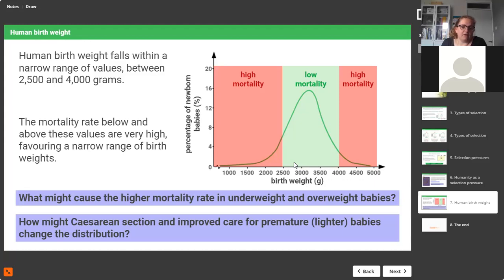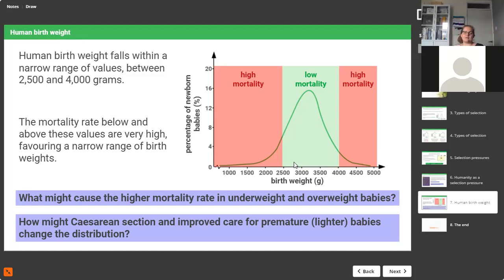So how might a caesarean section and improved care for premature lighter babies change this distribution? Well, the idea is that a natural birth can be quite dangerous for a very, very small baby. It's less likely to survive. And if we can improve care for these premature lighter babies, in things such as neonatal intensive care units, they can survive for longer, then that graph distribution is going to change, because the low mortality rate range is going to increase and go into that low birth weight zone.